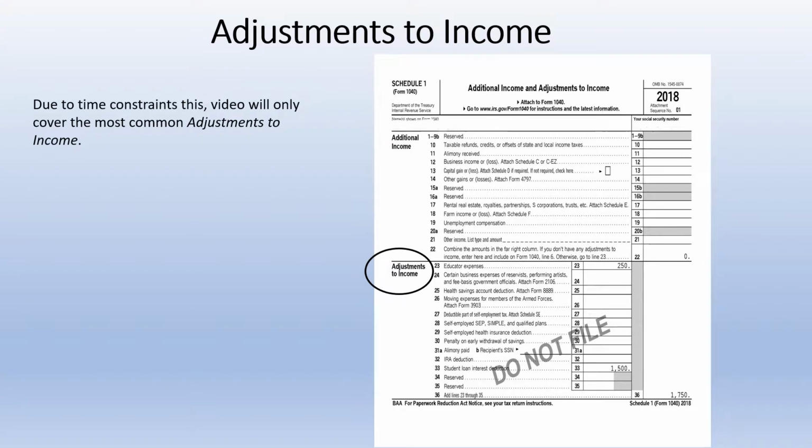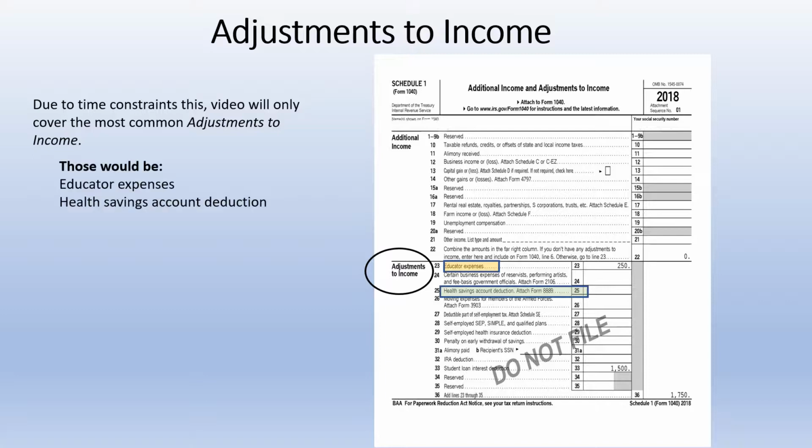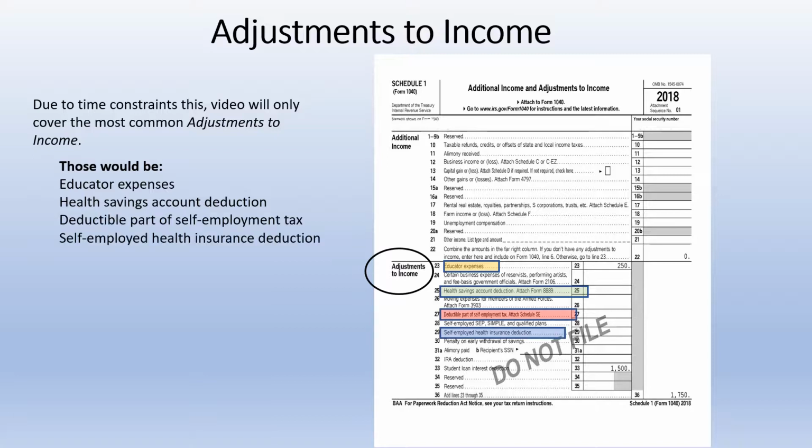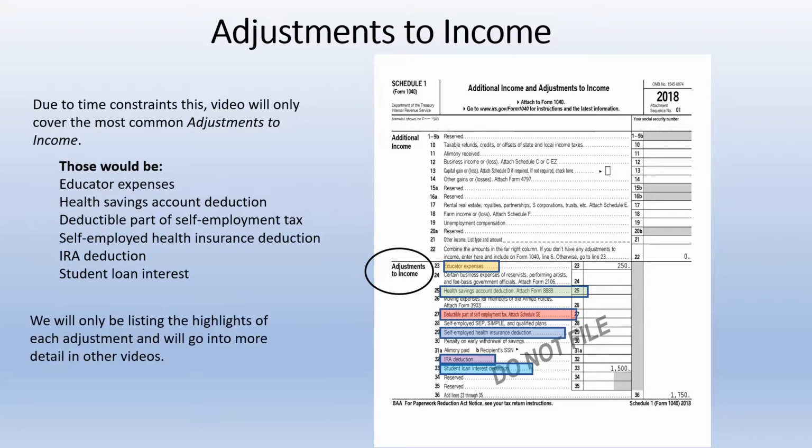Due to time constraints, this video will only cover the most common adjustments to income, and those would be educator expenses, health savings account deduction, deductible part of self-employment tax, self-employment health insurance deduction, IRA deduction, and student loan interest. We will only be listing the highlights of each adjustment and will go into more detail in other videos.